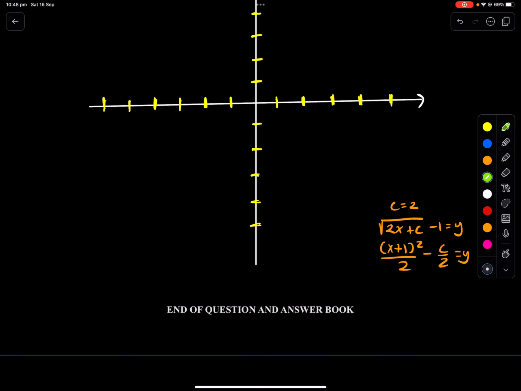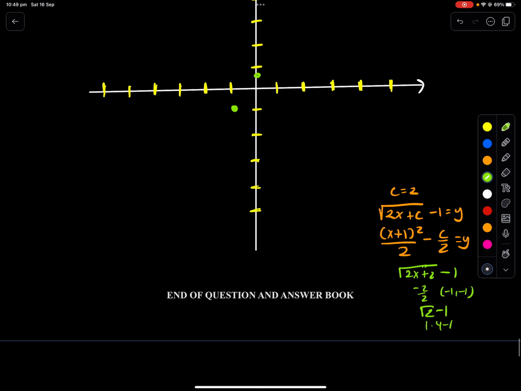So if c equals 2, we're saying 2x plus 2 equals minus 1. So negative 2 over 2, so negative 1. So that's where your reflection is. So negative 1 to 1, so right over here. And if I now sub in, say 0, for example, it's root 2 minus 1, which is around 1.4 minus 1, which is 0.4. So it's around here.